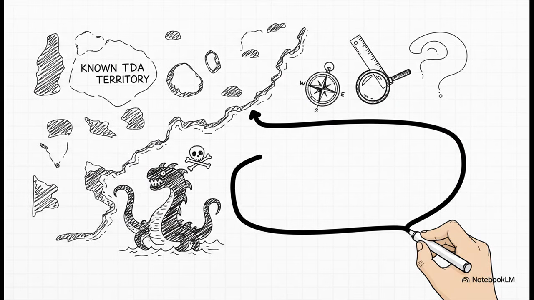And you know what? This illustrates something so brilliant about how science works. Finding this curse isn't a failure of TDA. No way. It's actually the opposite. It's the sign of a healthy, self-critical, mature field that is actively figuring out its own limits, so it can then figure out how to smash right through them. That is exactly how progress is made.